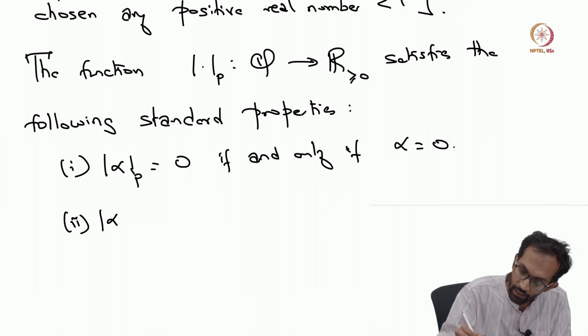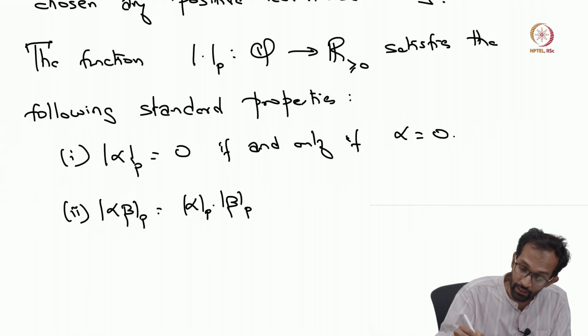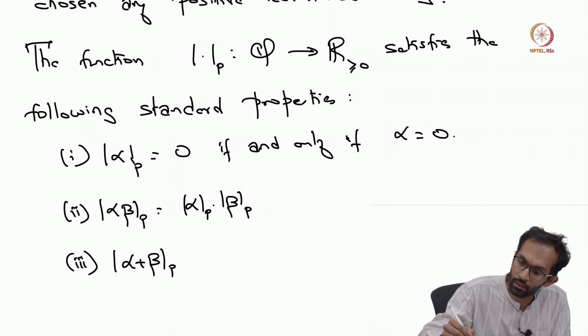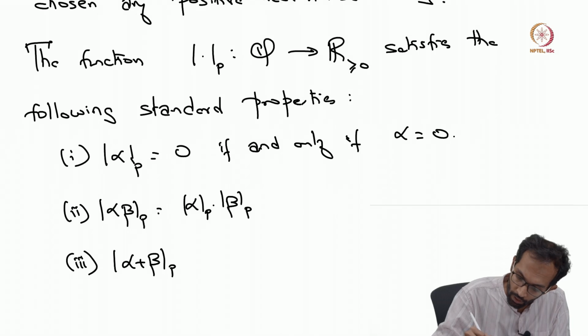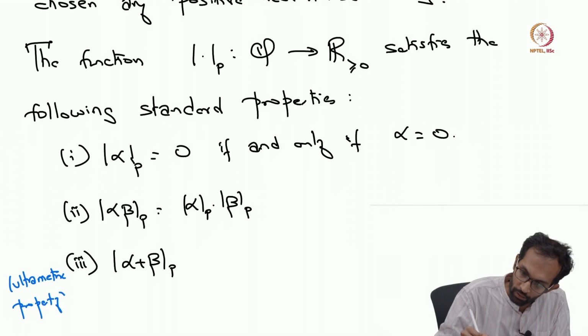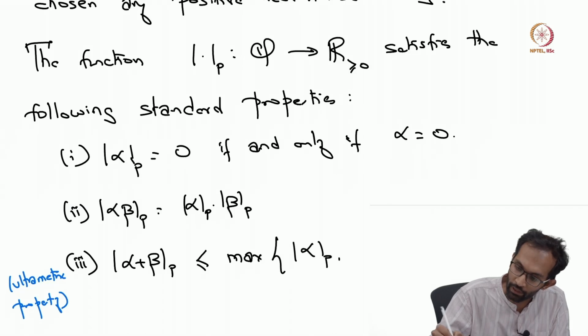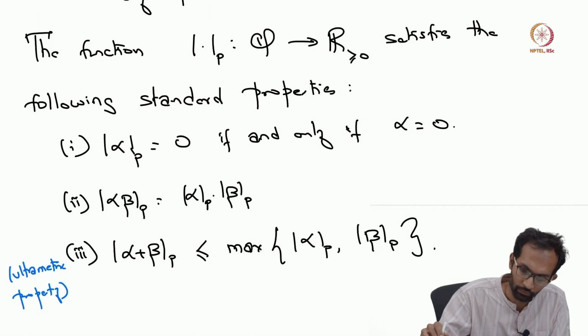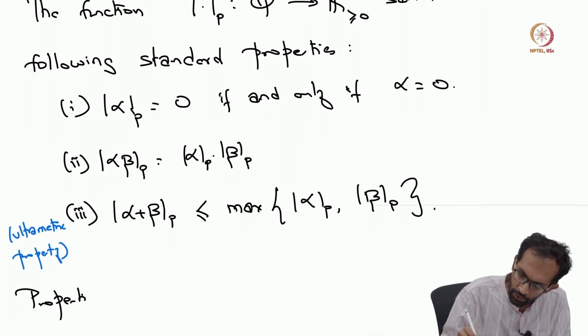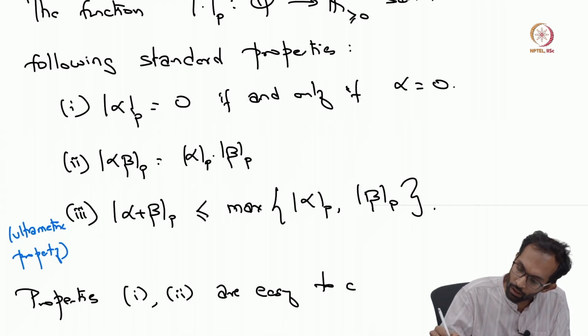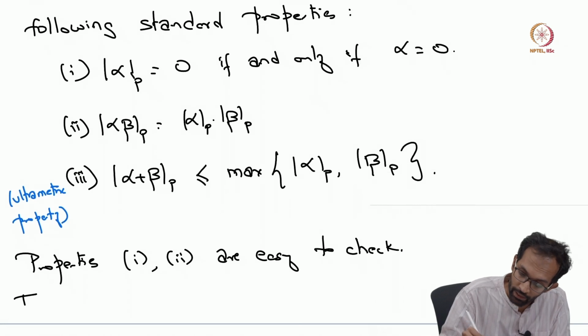And it's also not hard to see that it's multiplicative. This uses the fact that the valuation is additive, and it satisfies what's sometimes also called the ultrametric property. It is less than or equal to the maximum of the p-adic absolute value of alpha and the p-adic absolute value of beta. And just as I said earlier, properties 1 and 2 are easy to check. Property 3 is also easy to check, but let's just verify it.